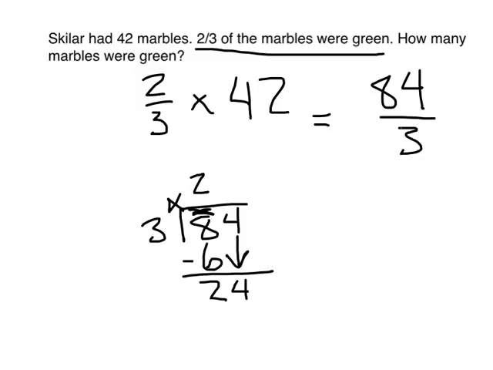How many times does 3 go into 24? 3 goes into 24 8 times. 8 times 3 is 24, with nothing remaining. So the answer is 28 marbles were green.